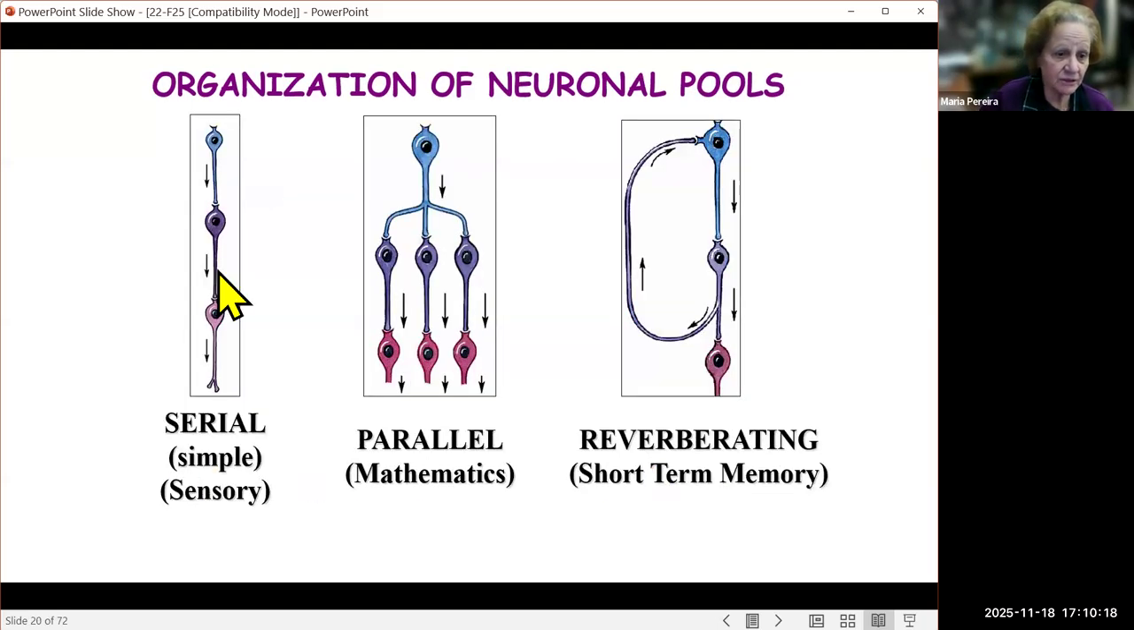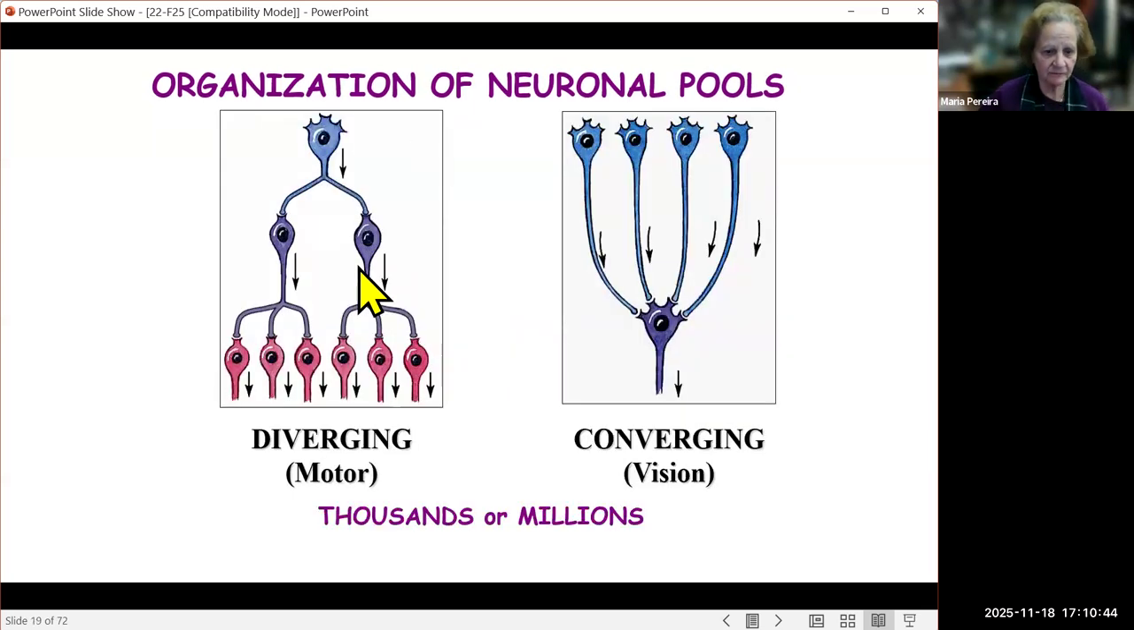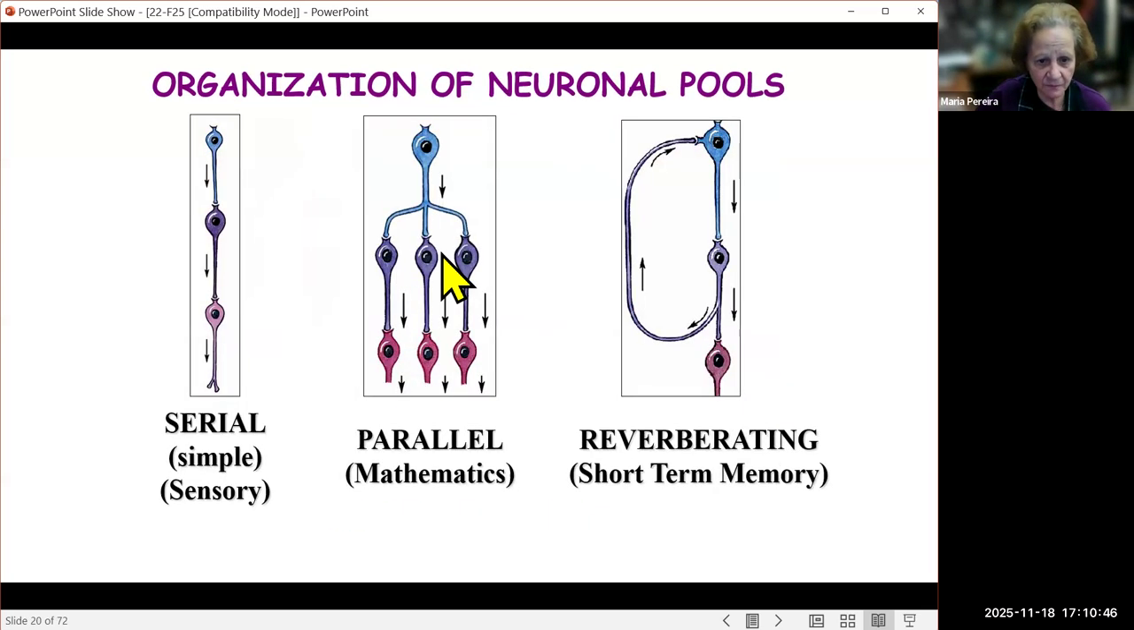Then you have a serial going from 1 to 1 to 1. This is usually sensory, an arrangement, a pool in sensory perception. Parallel for mathematics, so now we're getting really abstract. So you have one synapsing with 3, and each of these with 3 others. So this is parallel. It's different from here, from diverging. This is parallel mathematics.